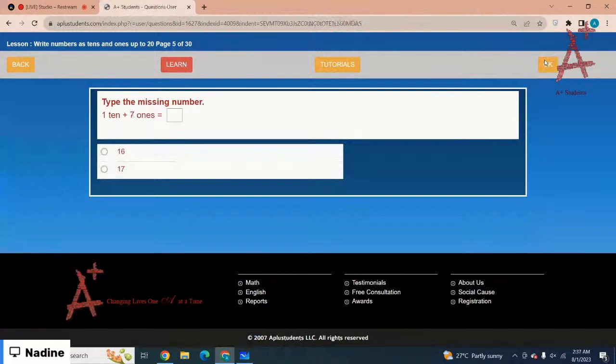So type the missing number, which is the correct option? 7 is at the ones position and you have 1 at the tens position. So it makes 17. The correct option is 17.